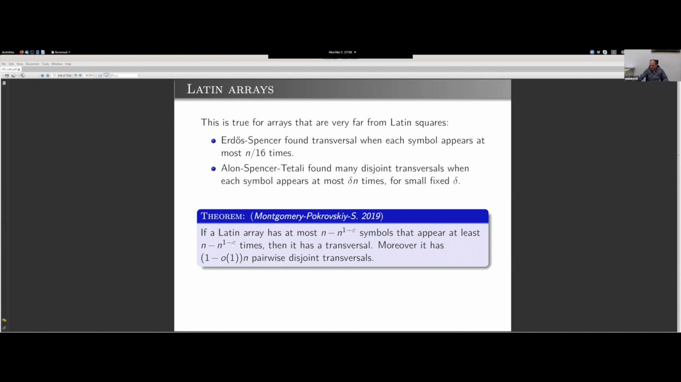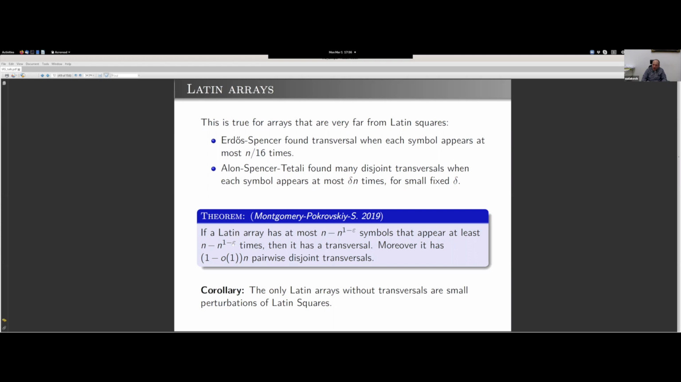So basically, roughly, without numbers, what it says is that the only Latin arrays which have no transversal are very small perturbations of Latin squares. The minute you move slightly away, in any distance, from a Latin square, you always have a transversal. You even have a decomposition into transversals.